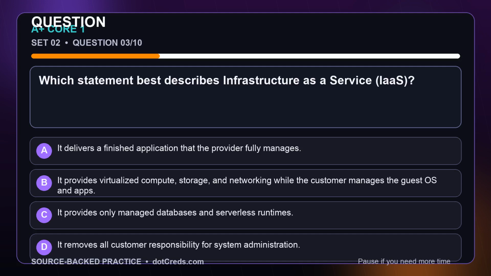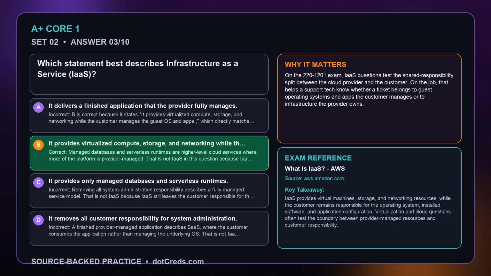Lock your answer now. Question 3 answer. B. It provides virtualized compute, storage, and networking while the customer manages the guest OS and apps. IaaS provides virtual machines, storage, and networking resources, while the customer remains responsible for the operating system, installed software, and application configuration. Virtualization and cloud questions often test the boundary between provider-managed resources and customer responsibility.